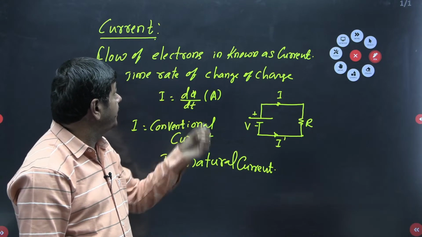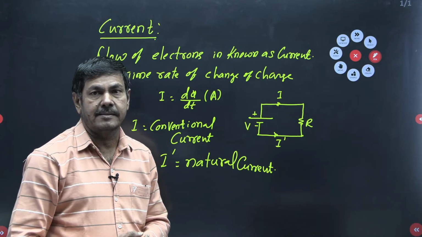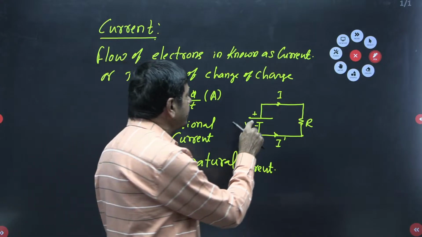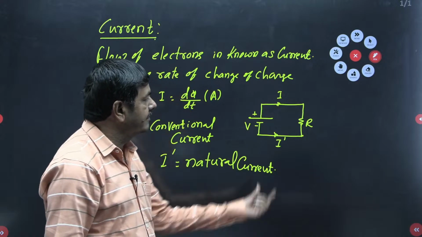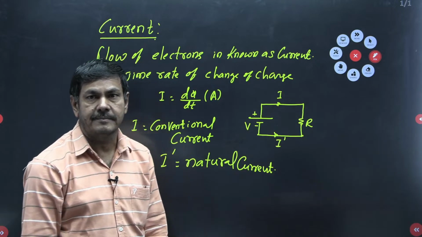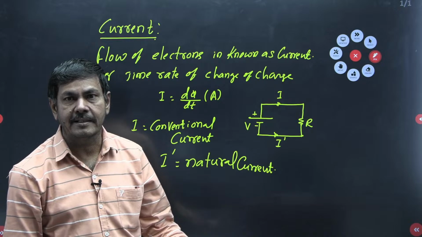I said the definition of current is the flow of electrons. This is nothing but the conductor. This wire is the conductor that is connected with a resistor R. With a resistor R, I connected here now.